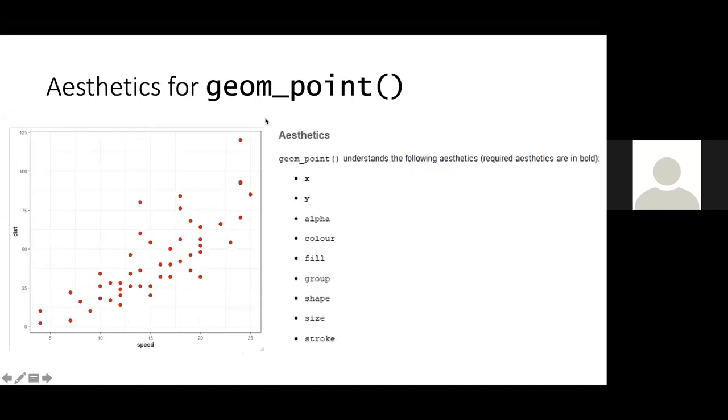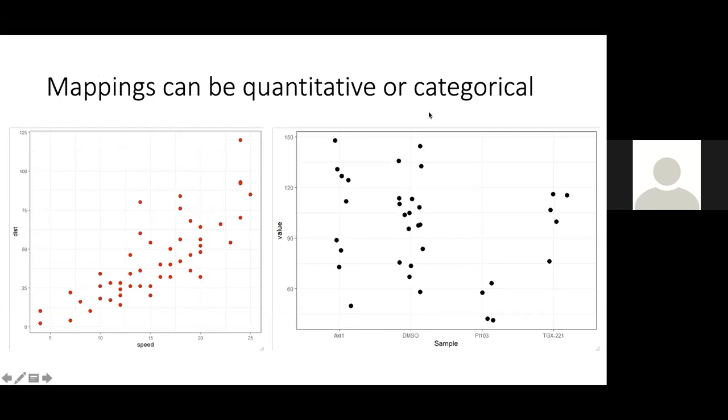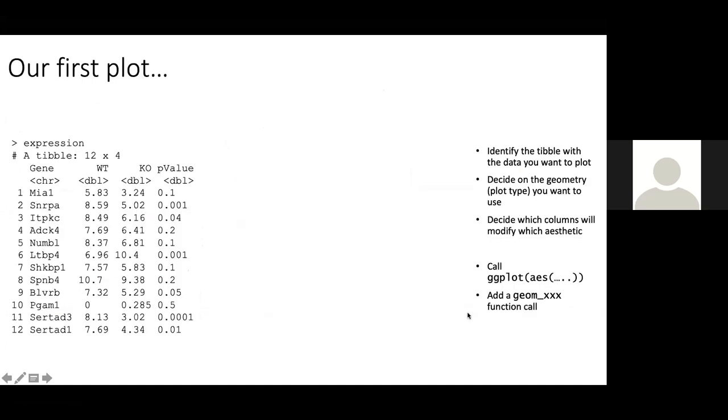So for example, you have these aesthetic geom_points. The geom_point could have x and y, alpha, color, fill, group, shape, size, stroke. So that solely depends on the nature of the data that you are working on. We are going to see that in the practical aspect. And the mapping can also be quantitative or categorical. If you have quantitative data, how you map it is different from how you map qualitative or categorical data. So you can see the mapping plots, for example. We give an example like this.